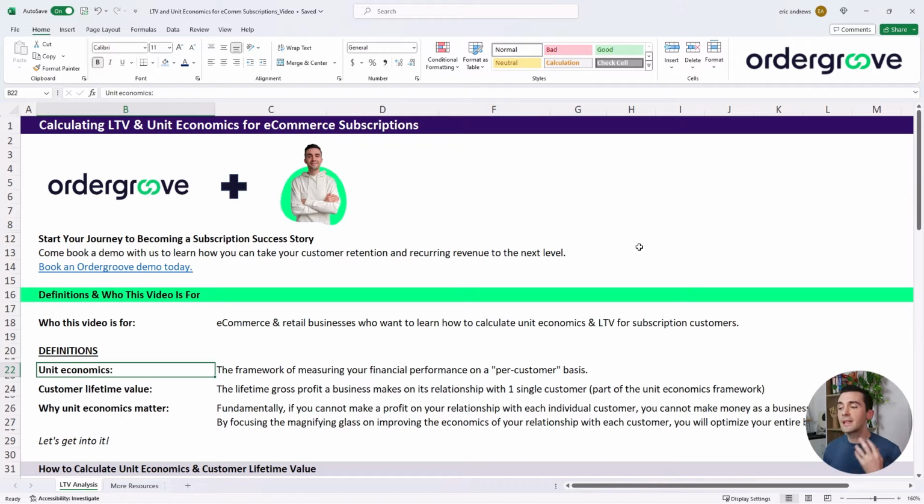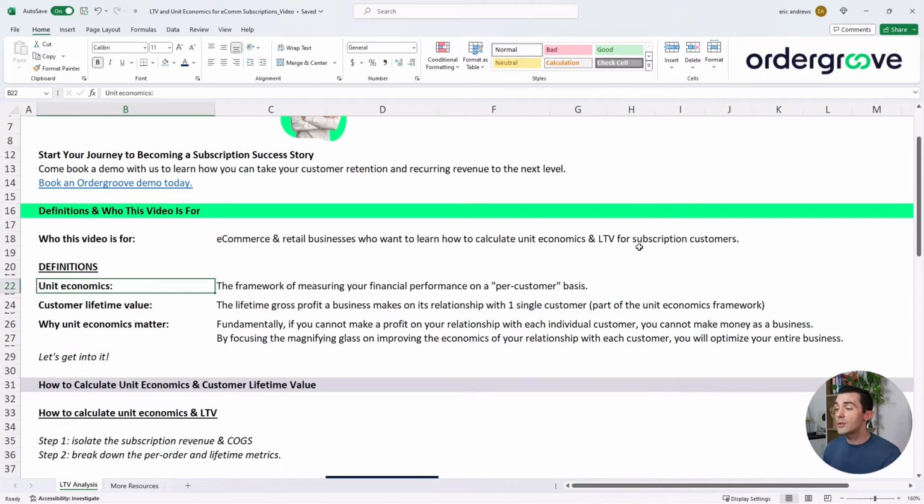Unit economics is the framework of measuring your financial performance on a per customer basis. So the customer lifetime value falls underneath the unit economics framework, and the customer lifetime value is the lifetime gross profit a business makes on its relationship with one single customer.